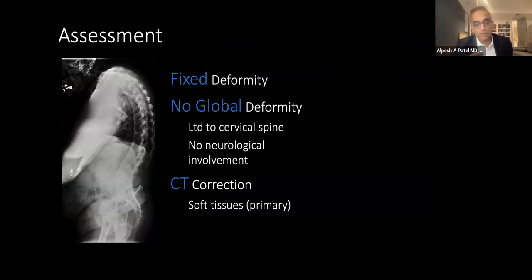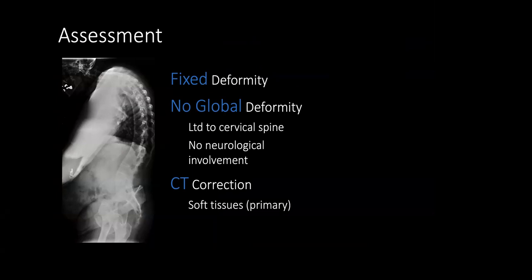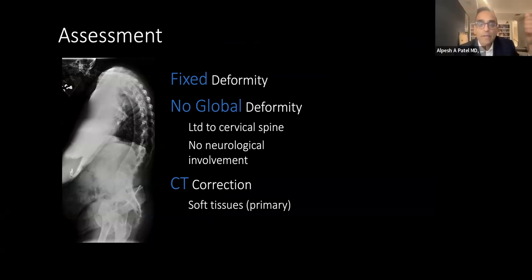So this is a real-time application of that framework we talked about earlier. Let's go through those 3 steps again. Is this a fixed or a flexible deformity? Jeremy, what do you think? Ankylosing spondylitis. Ankylosing should be fixed. Fixed, right? Fixed deformity. Is there a global deformity at play here? Meaning, is there a thoracolumbar deformity? Not really. It's limited to the cervical spine.